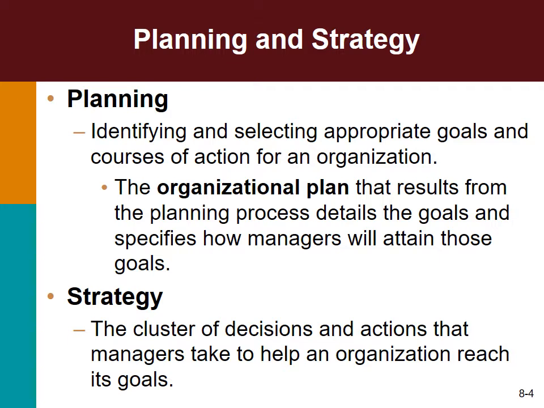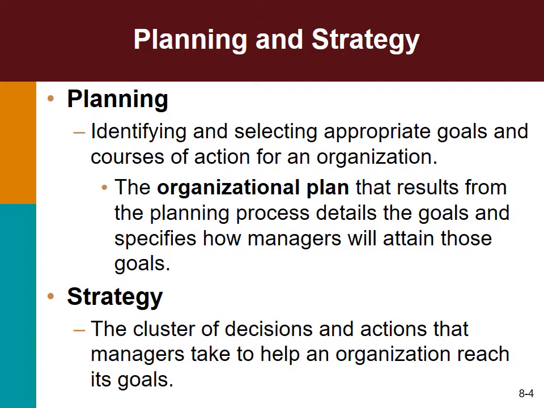What do we mean when managers are planning? This is what we want you to know from this chapter. What are the activities related to planning? And what is the difference between planning and strategy? Let's see. Planning is identifying and selecting appropriate goals and courses of action for an organization. The manager's main function is to set organizational goals. So at this stage, the manager is identifying and then selecting appropriate goals and courses of action for the organization. When we say that managers are planning, we mean managers are selecting and setting appropriate goals for the organization. The outcome of the planning process is the organizational plan.